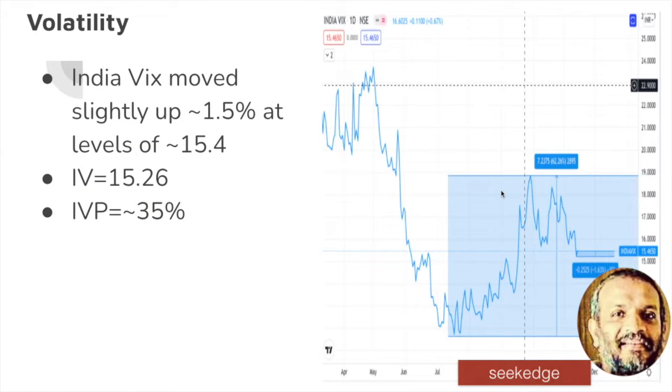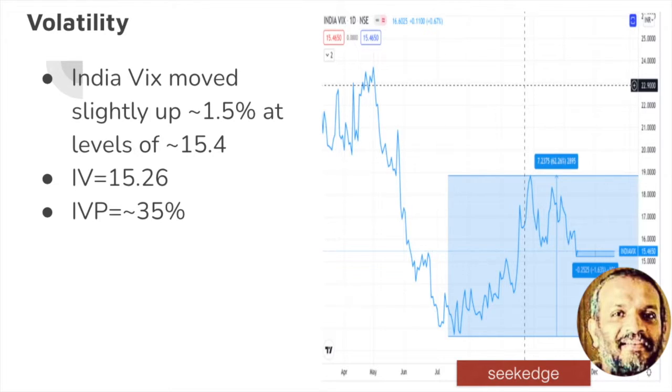So that's about the trend. And the volatility, if you see today, it's slightly up 2%, very little. So it is trying to maintain 15 as a range bottom on the India VIX, and 15.26 is the implied volatility, with 35% IVP. 35% is hovering around that range for a long time now, up to 40% of IVP. Right, so the range formation seems to be getting confirmed unless 14 is breached, and then further dips.